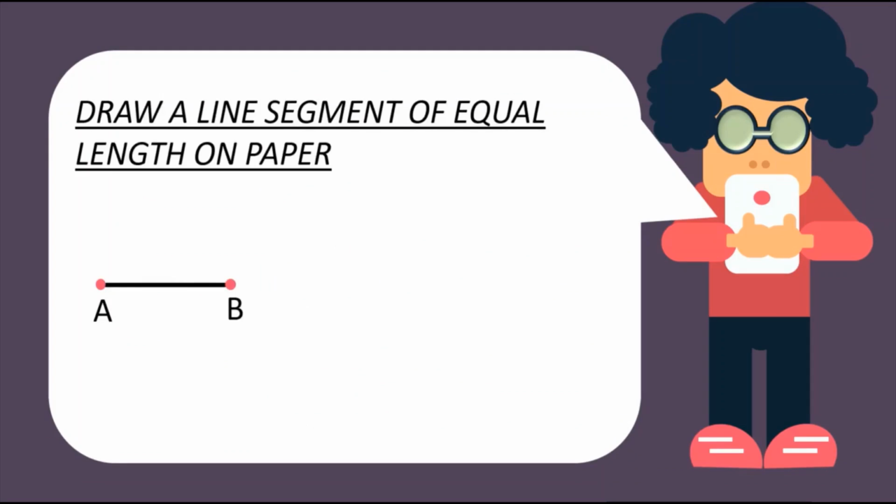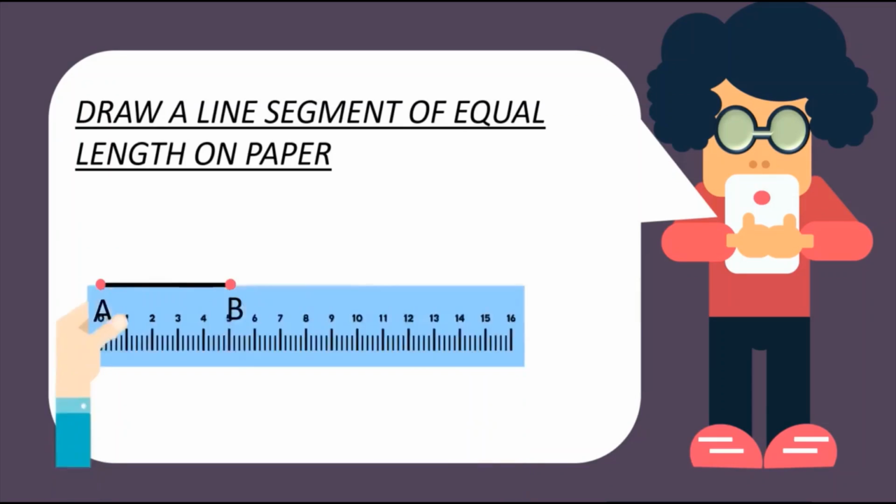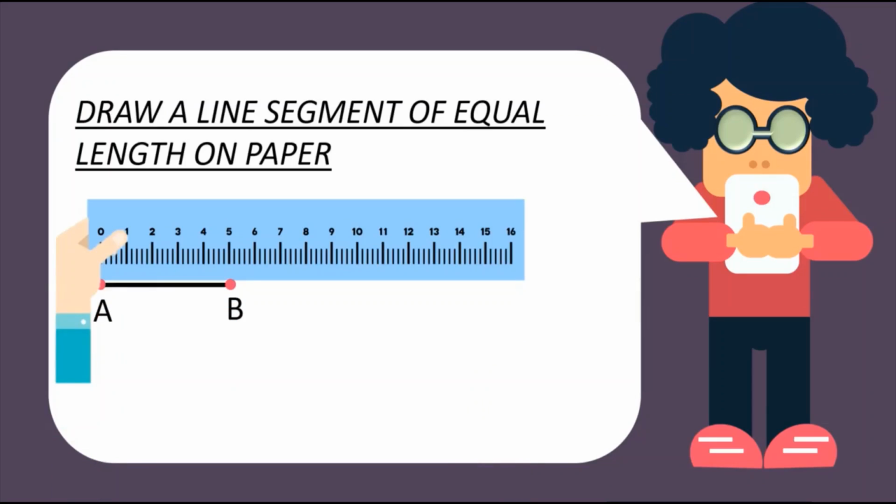Now, drawing a line of equal length on paper. To draw a line segment of equal length, we first need to measure the given line segment. Here the line segment is AB. So, place the scale with 0 mark of the scale coinciding with point A and see where point B reaches. It reaches 5 centimeters on the scale.